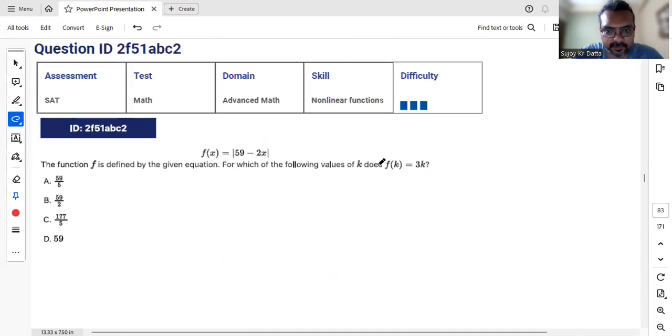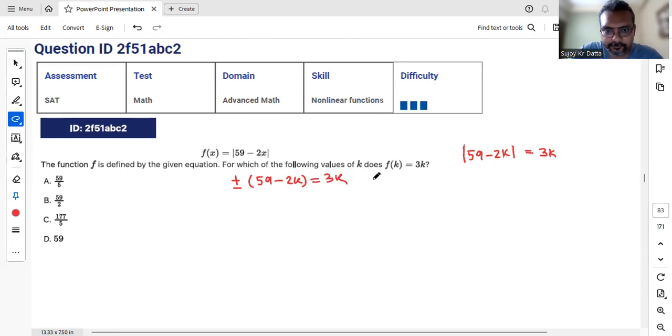So now this is the function. They're saying for which of the values of k will f(k) equals 3k. So f(k) would be, in this case, the absolute value of 59 minus 2k, that's equal to 3k. So we'll remove the absolute values and put a plus minus in front. That's the standard way of solving. So plus minus (59 minus 2k) equals 3k.